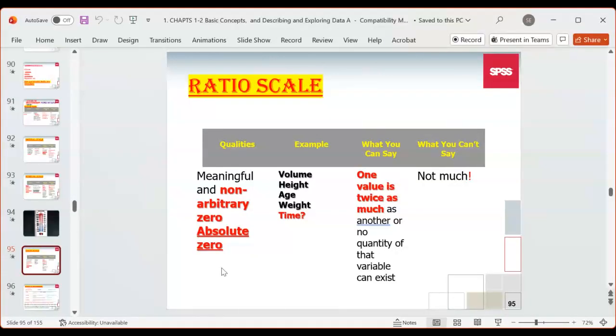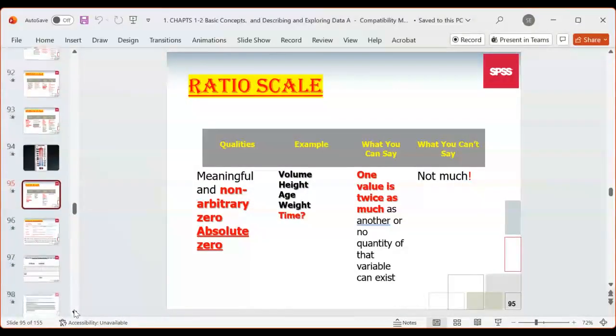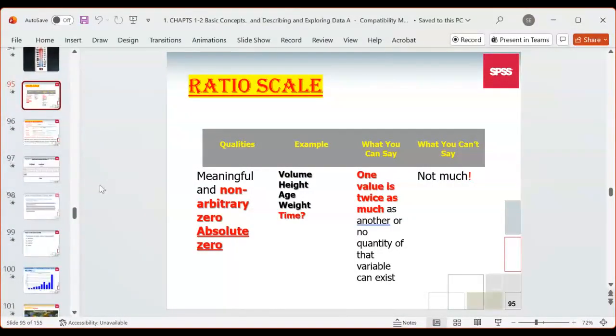In physics, we use such a scale. Like for height, let's say you're 5 foot 5.7, okay? And the volume, for example, right here, volume, height, and also age, weight, and time, and all that. All these are ratio. Some of them you can argue, but it's kind of tricky. But they are, if you think about it.